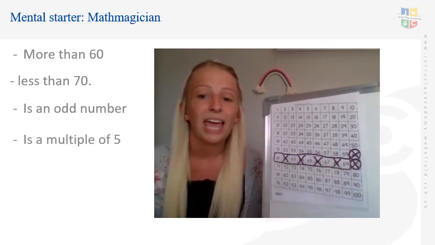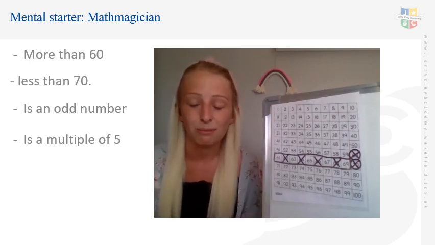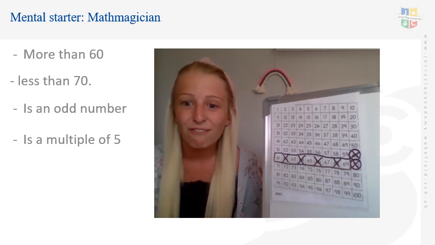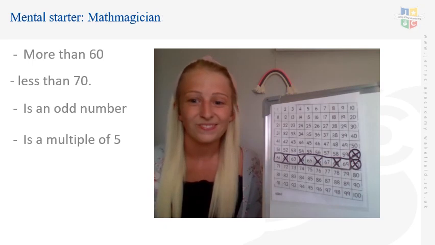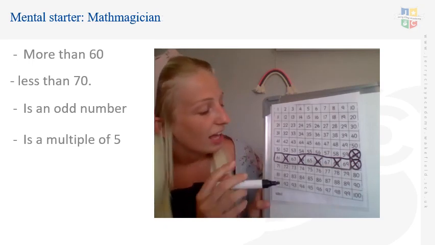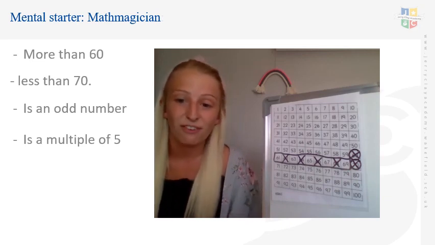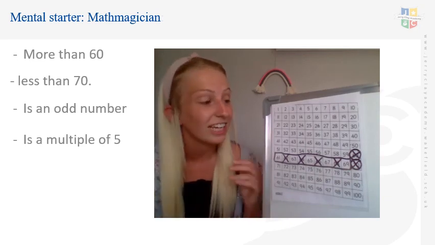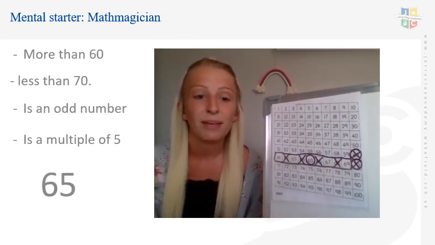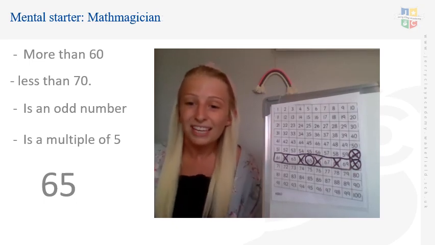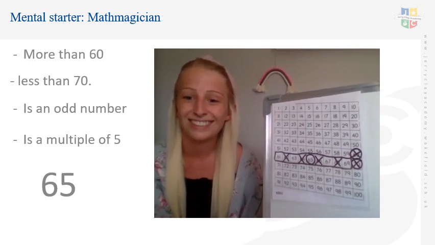And the next clue is the number is a multiple of 5, which means that we say it in the 5 times table. See if you can pause the video and find the number that is left that is a multiple of 5. Fantastic. When I count in 5s, 5, 10, 15, 20, 25, 30, 35, 40, 45, 50, 55, 60, 65 is a multiple of 5. So my missing number is 65. Give yourself a fabulous tick if you guessed my missing number using your Mathmagician skills.